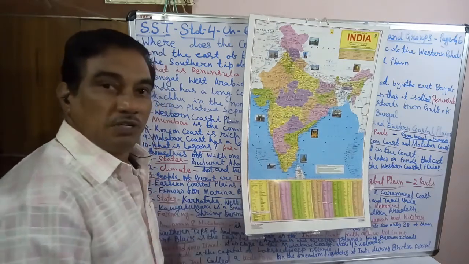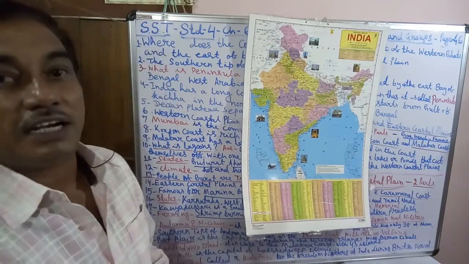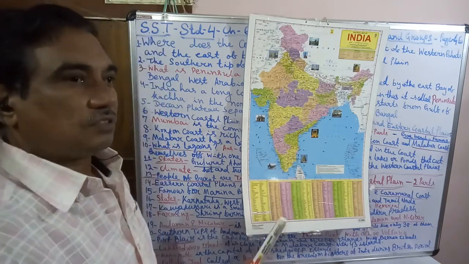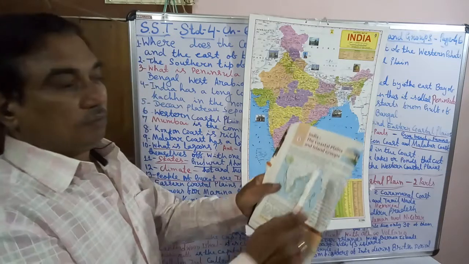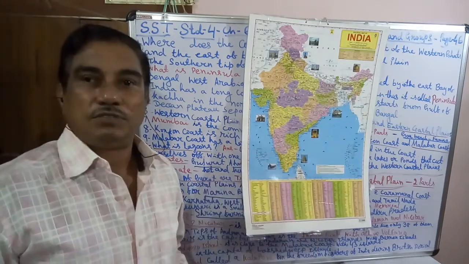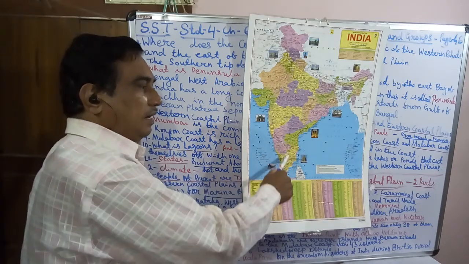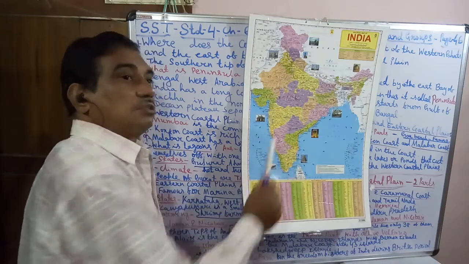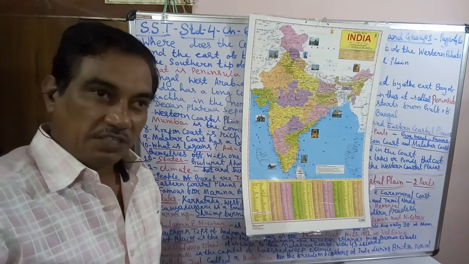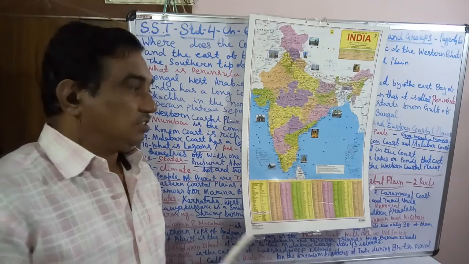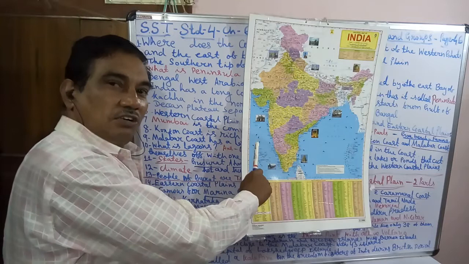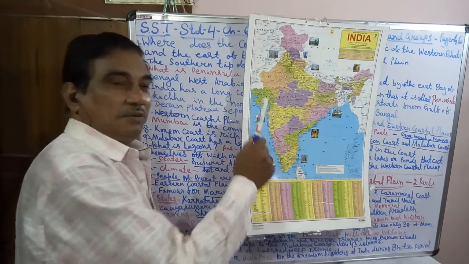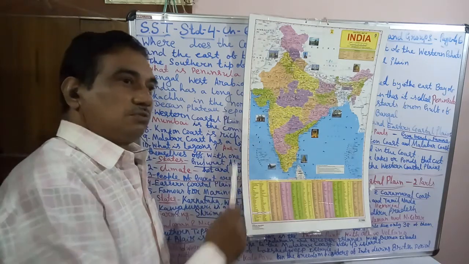It is in Tamil Nadu, near the island with the Vivekananda Memorial. We'll go to that point. Then what is a peninsula? The book has given the peninsula. A peninsula is a land area surrounded by ocean on three sides. Southern India is surrounded by the Bay of Bengal in the east, the Arabian Sea in the west, and the Indian Ocean in the south. So it is called a peninsula.